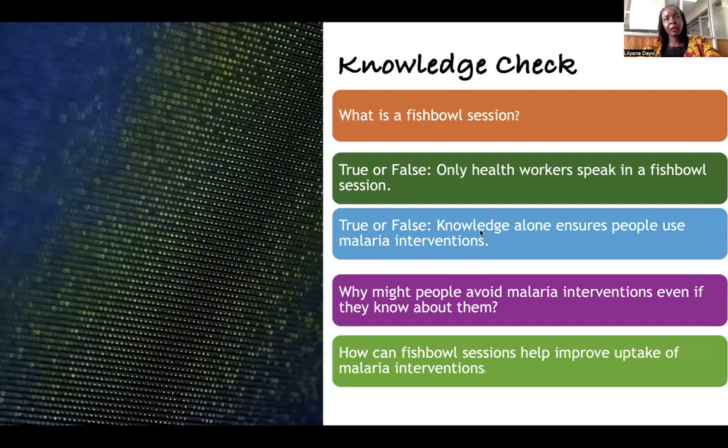As we summarize, let's have a knowledge check. 1, what is a fishbowl session? True or false? Only health workers speak in a fishbowl session. True or false? Knowledge alone ensures people use malaria interventions. Question: why might people avoid malaria interventions even when they know about them? Lastly, how can fishbowl sessions help improve the uptake of malaria control interventions?